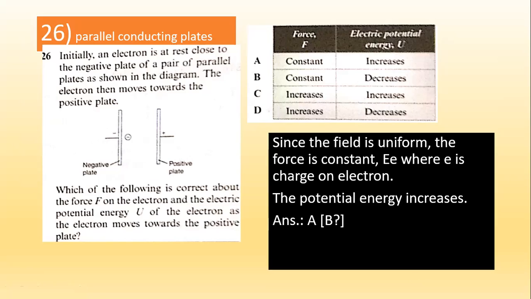The answer given in the book is B, but I don't agree with B. I will say it's A. For a simple reason, the positive plate is higher potential, negative plate is lower potential. So a negative charge will move from a lower to higher potential, while a positive charge moves from higher to lower potential. Wait, positive plate high potential, negative plate low potential, this one low potential. Okay.